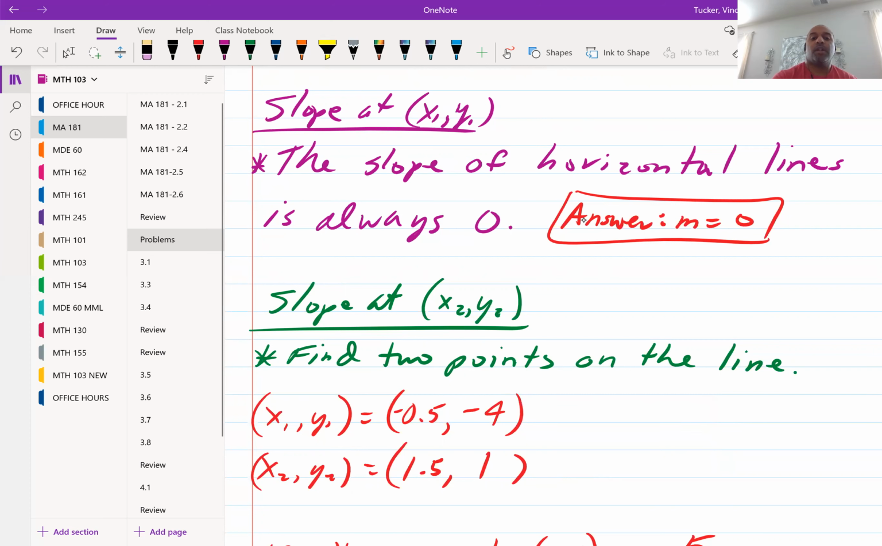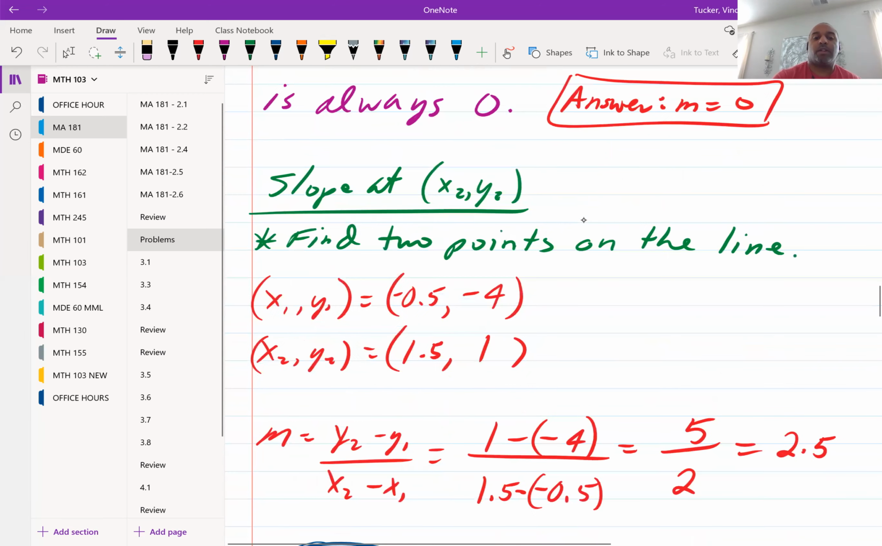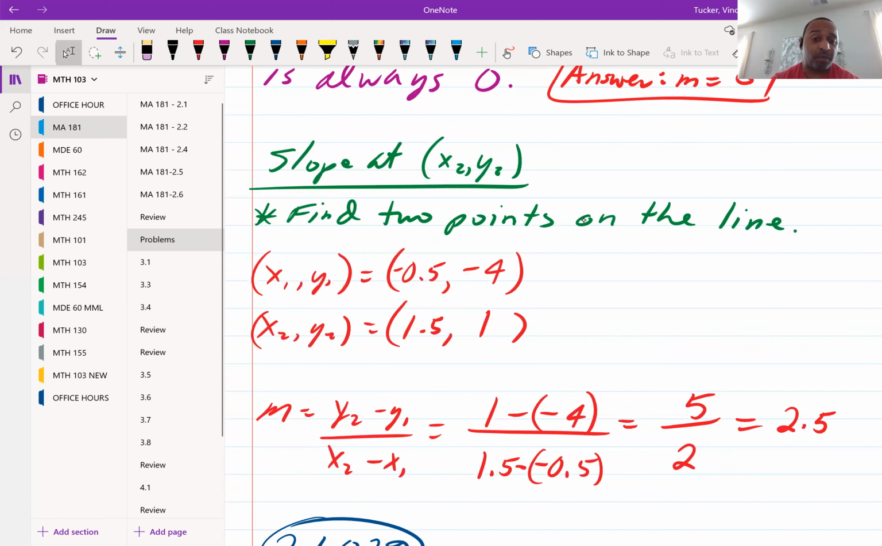Then we use our slope formula, y2 minus y1 over x2 minus x1. Plug them in accordingly, and in this case, our slope is 2.5. Don't forget, make sure you don't lose a negative when you do your substitution, because negative to negative will turn positive. That's why we have a 5 on top, 2 on bottom. 5 divided by 2 is 2.5.